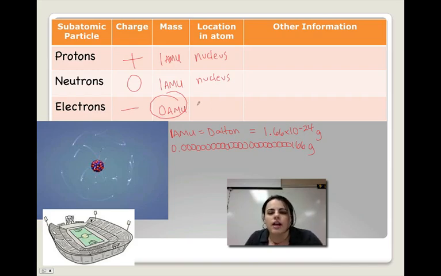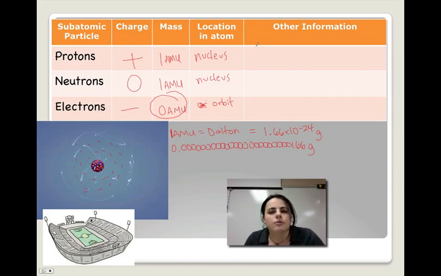The electrons are found in the orbits. The orbit is on the outside. It's also known as the electron cloud or the electron shells. And most of the time, people just draw orbits, sort of like planets going around the sun. It's not accurate, but it makes sense on why we would do that, so you could learn it.